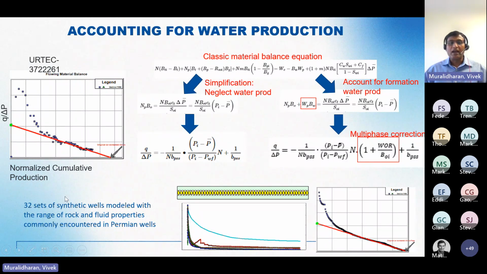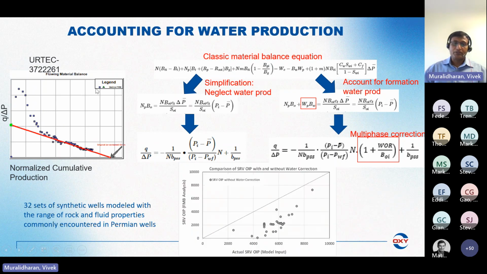So if you have a known input SRV all in place, the expectation is that when you do the flowing material balance equation, the output should match your input SRV all in place. But what we observed, when we did that conversion, with the x-axis being the model input SRV all in place and the y-axis being what we got out of the FMB single phase equation, is that for every case, all 32 cases, it is falling below that one-to-one line. Which means that you are under predicting your SRV all in place quite a lot based on the single phase formulation.